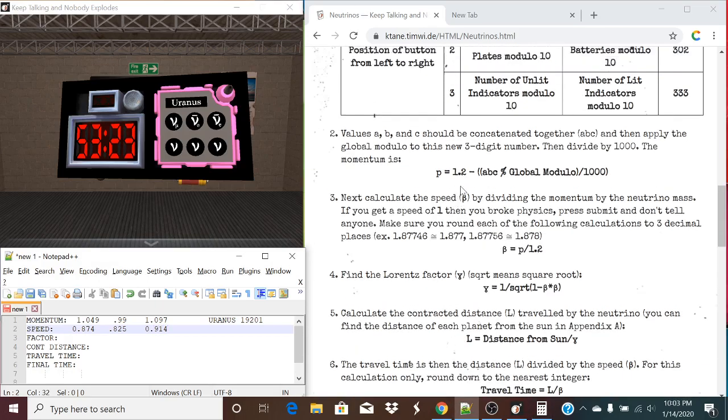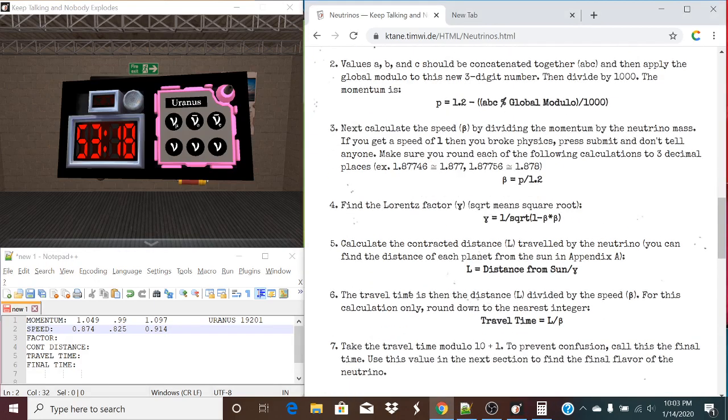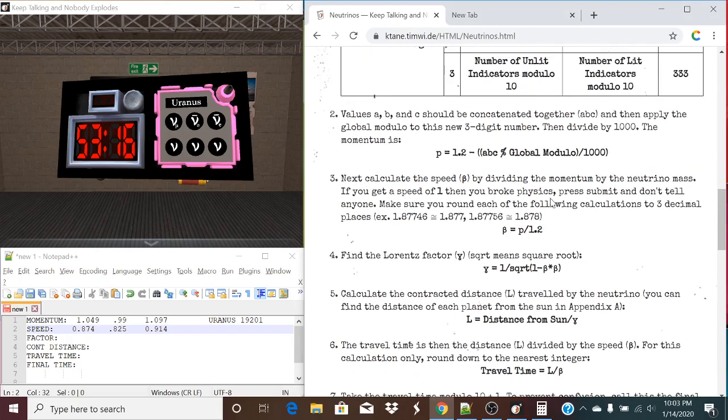Now, what's the significance of 1.2? 1.2 is essentially the neutrino's masses. So that's what we're working with here. Just a little inside information.